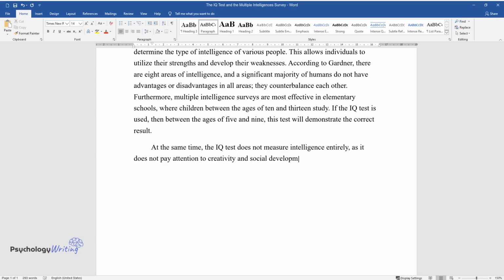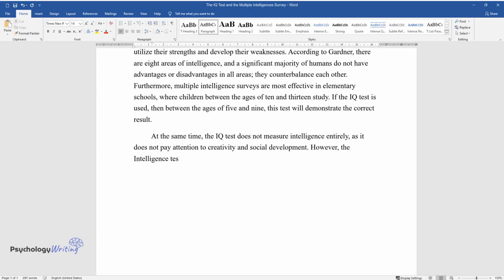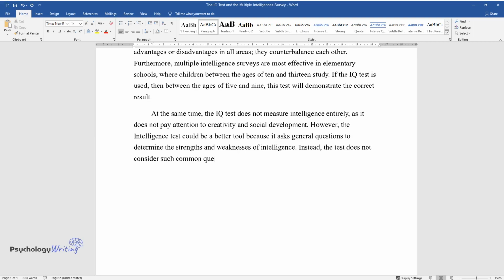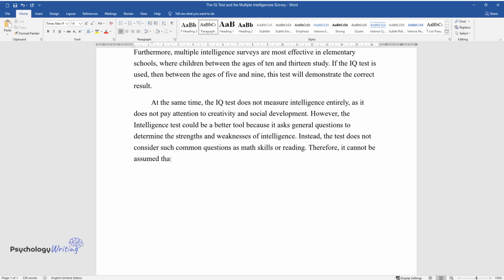creativity and social development. However, the intelligence survey could be a better tool because it asks general questions to determine the strengths and weaknesses of intelligence. Instead, the test does not consider such common questions as math skills or reading. Therefore, it cannot be assumed that this test accurately measures intelligence.